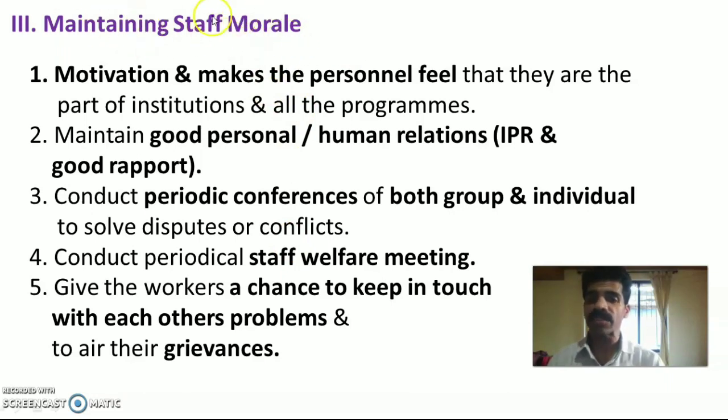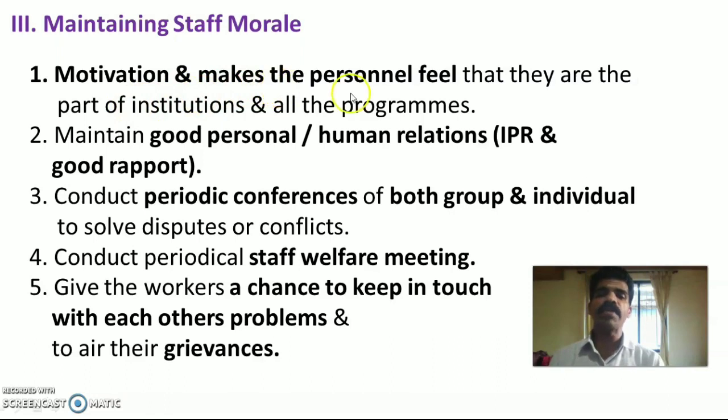Maintaining the staff satisfaction or staff morale. First function is motivation of all the subordinates or employees, and making the personnel feel that they are an important part of the organization or institution or the health center, and they are important for all the health programs which are rendered through the health center or through the institution.